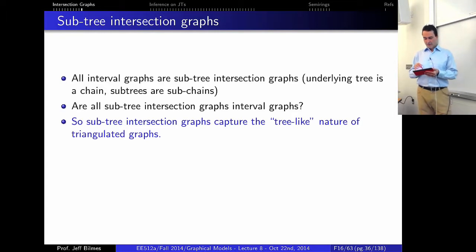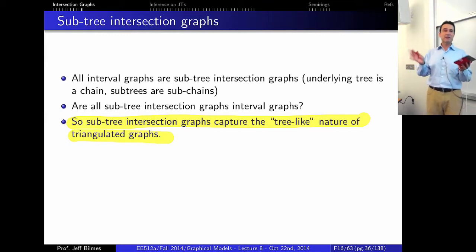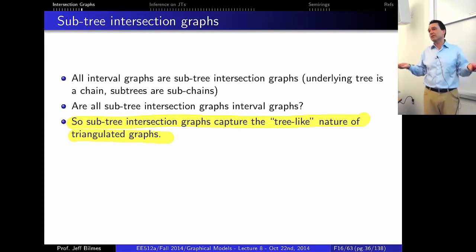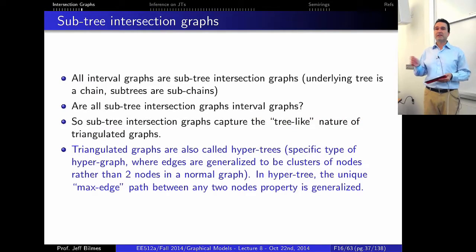The reason why we like them is because they capture the tree-like nature of triangulated graphs. And so in some sense, you can think of a triangulated graph as a tree. There really is just a tree. And we already talked before about the idea of a hypertree. It really is, in some sense, a hypertree, where the cliques correspond to hyperedges. And in the junction tree, since it's a tree, there's a unique path of hyperedges between any two sections, which consist of subsets of cliques.